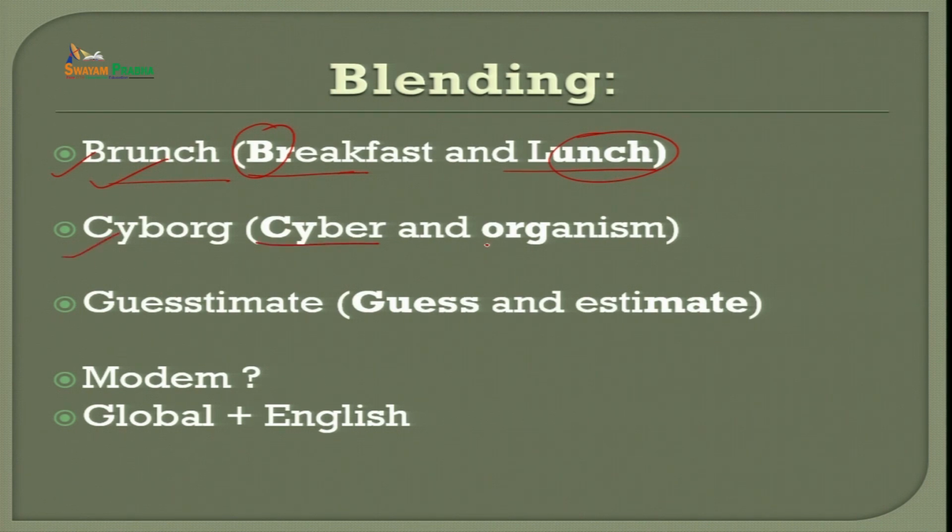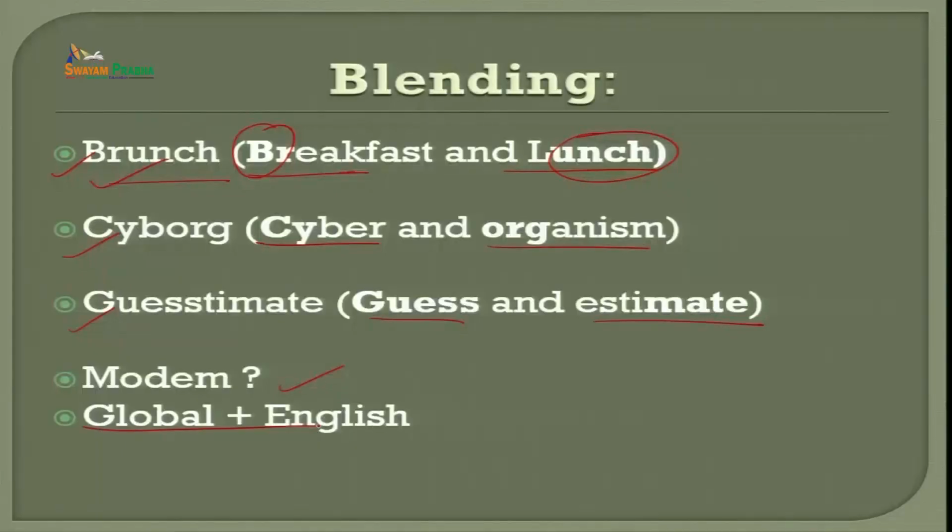Cyborg, cyber plus organism. Is it clear? Cyber plus organism. Guesstimate. In this condition, guess plus estimate. So it clearly indicates that I am combining two words together to bring out a new word out of it. Right? So that is called blending. Next, modem. Any answers, any clues? What does it stand for? Many of you technical students might be using this term regularly in your colloquial speech. So what is modem? Modulator and demodulator.